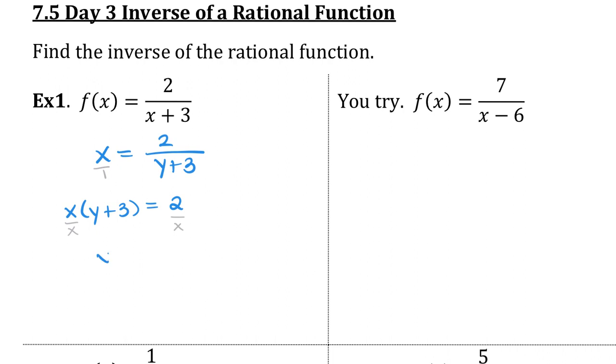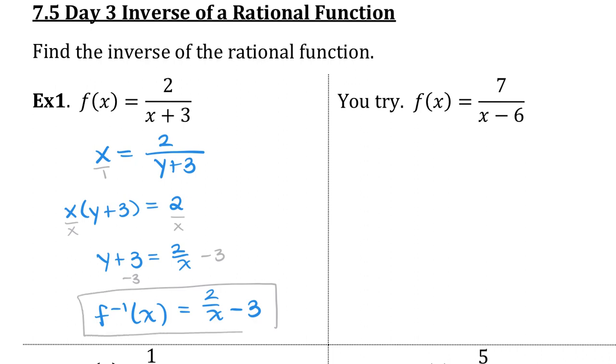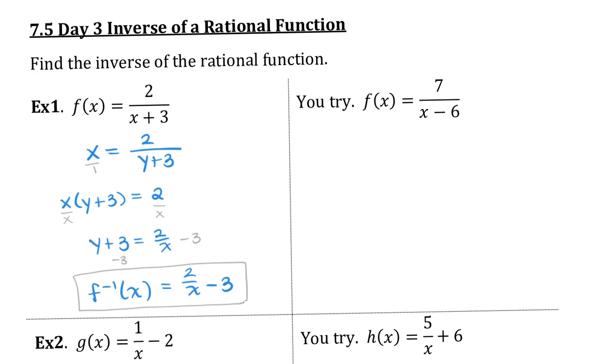And I get y plus 3 equals 2 over x. Then I almost have the y by itself. I could just minus the 3 over to here. Then I'm going to rename it as the inverse of f. So f inverse of x equals 2 over x minus 3. And I could graph these, but we're not going to. Go ahead and try the next one on your own, and then check your answer when you're done.